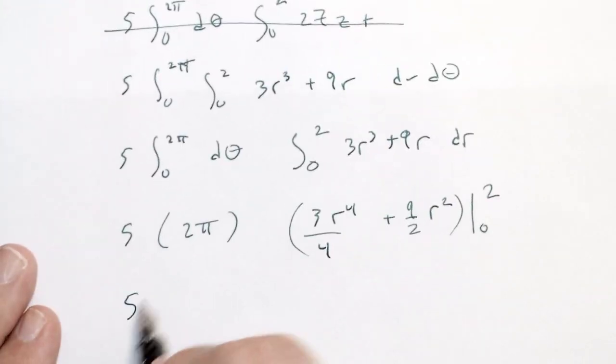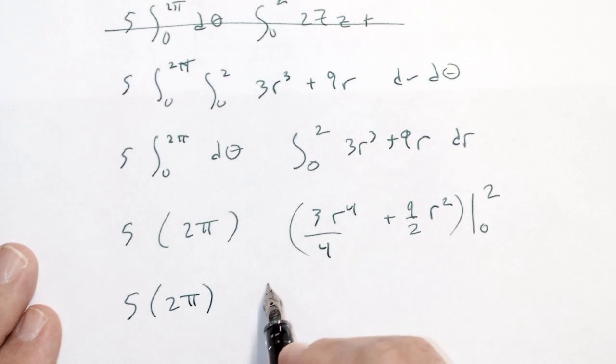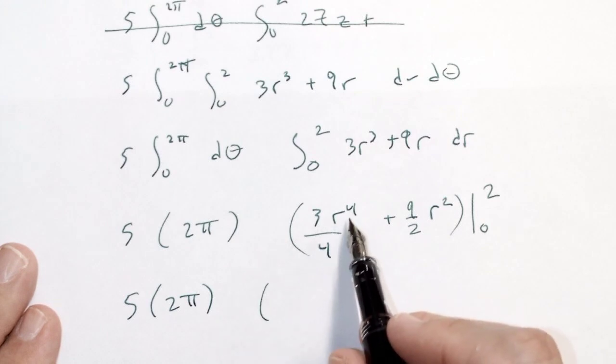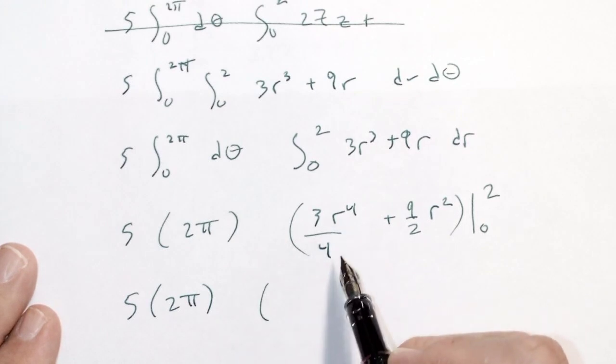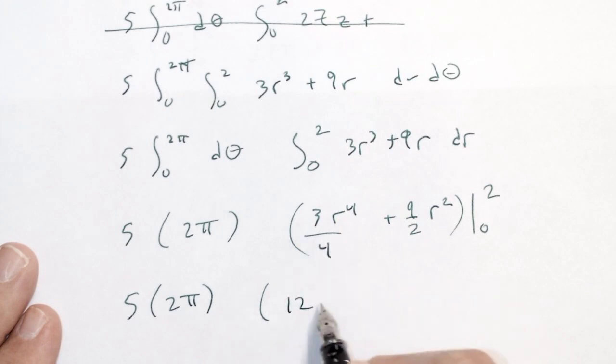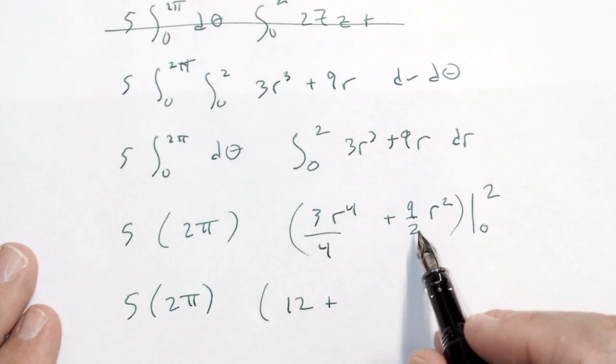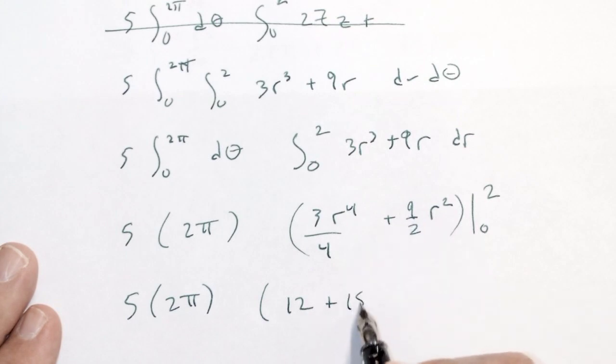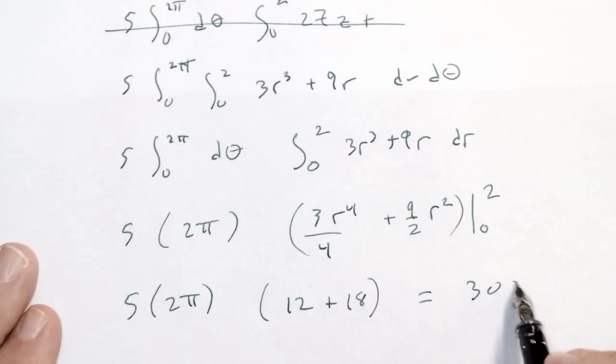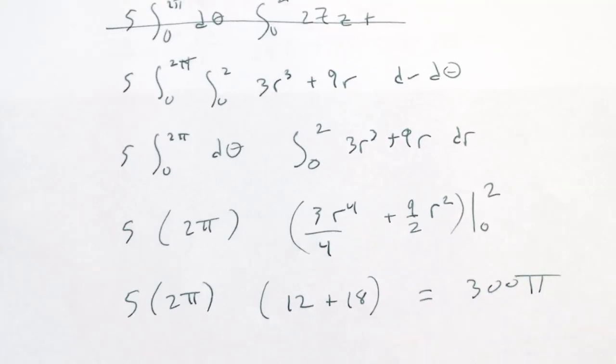So 5 times 2 pi, 2 to the 4th is 16. 16 over 4 is 4. 3 times 4 is 12. 2 squared is 4. 4 over 2 is 2. 9 times 2 is 18. 30 times 10 pi is 300 pi.